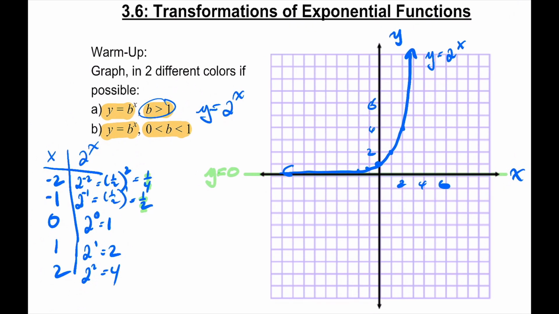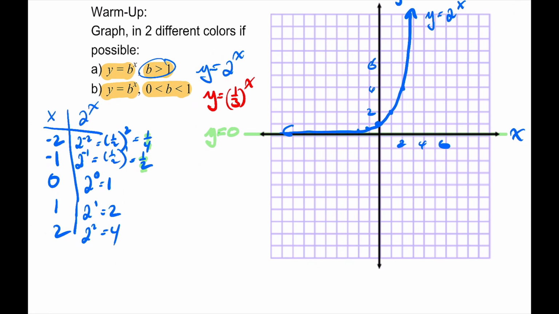Let's look at, let's do this in red. So when b is less than 1 but greater than 0, maybe an example of that would be 1/3 to the power of x. So I think in the notes that we did in 3.2, I used 2 to the power of x and also 1/2 to the power of x. We saw that there's a direct relationship between those two. Here I'm going to just choose a different fraction, y is equal to 1/3 to the power of x.